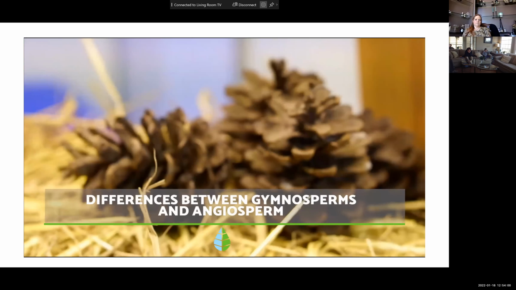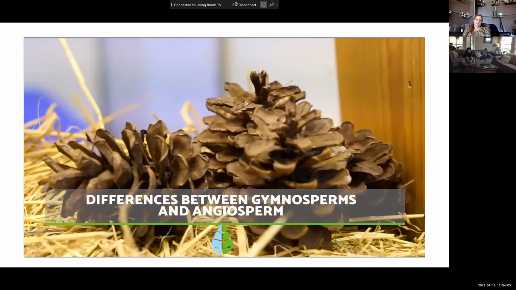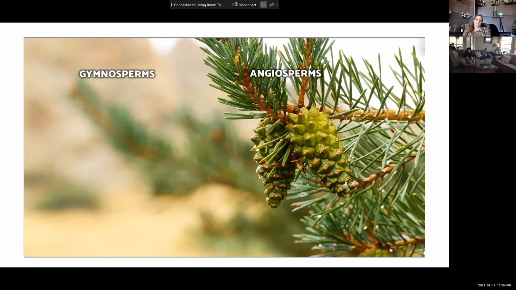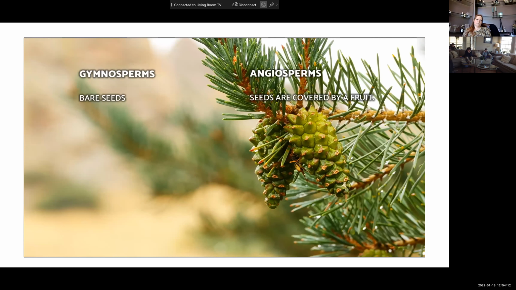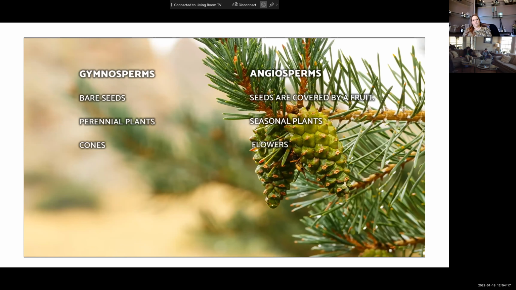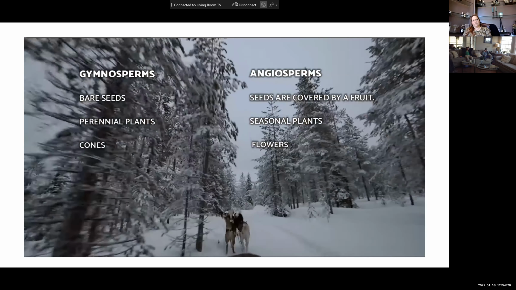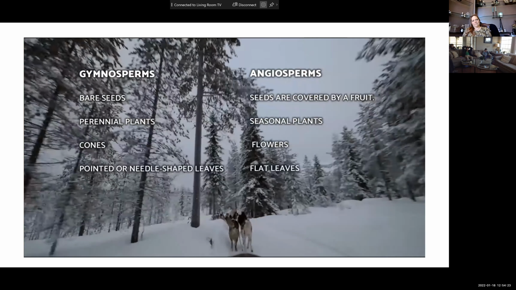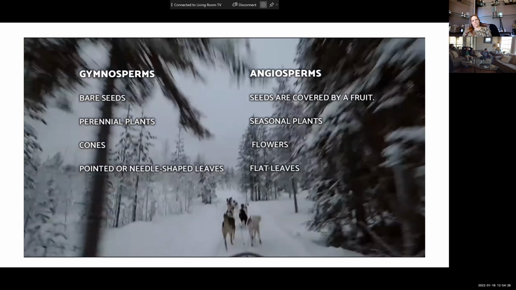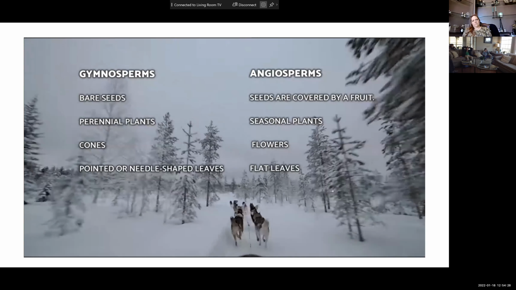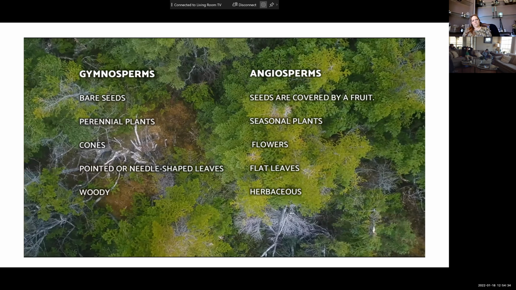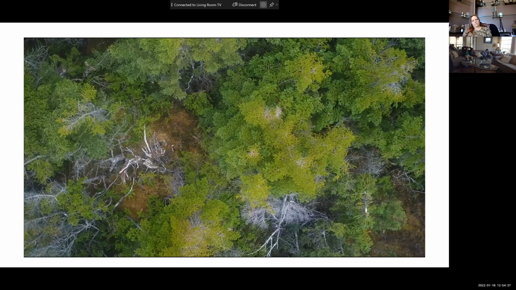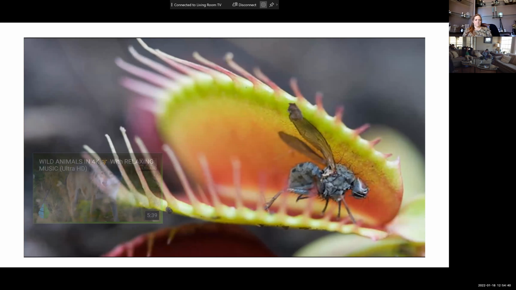Differences between gymnosperms and angiosperms. As mentioned before, gymnosperms bear seeds, while the seeds of angiosperms are covered by fruit. Gymnosperms are usually perennial plants, while angiosperms are usually seasonal. While gymnosperms have cones, angiosperms typically have flowers. Unlike gymnosperm leaves, which are usually pointy and needle-shaped, angiosperm leaves are usually flat. In addition, gymnosperm plants are usually woody, while angiosperms are usually herbaceous. Some examples of angiosperm plants are orange trees, sunflowers, lilies, and birch trees.